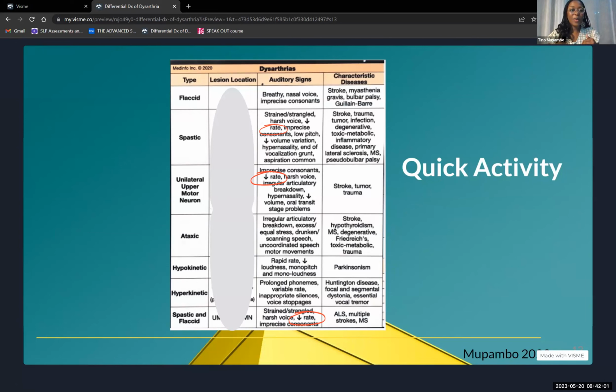Did I do it right here? Yes, so here I have decreased rate for spastic and unilateral, and then for a mix of spastic and flaccid, the reason being that the spastic in that mix is the one that has decreased rate. Of course, our dysarthrias have their hallmark features. Flaccid has nasality as its hallmark feature. Spastic and unilateral upper motor neuron dysarthria have that harsh tone. Ataxic has the drunken speech, etc. But to rely solely on what we're hearing is a surefire way to start heading in the wrong direction.